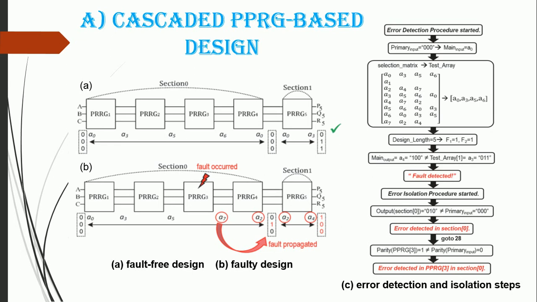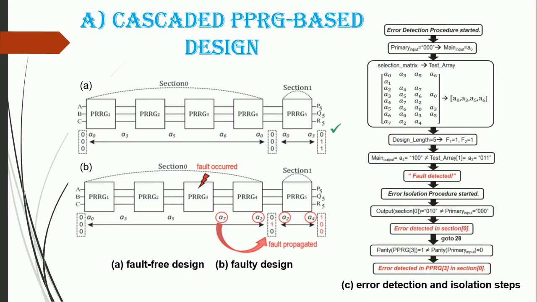And moving on to the next step, we need to define three variables. The design length is equal to 5. Design length is nothing but how many PPRGs we are using, that is 5 here. F1 is equal to design length divided by length of test array. Length of test array is 4, so F1 will be equal to 1, and F2 is also equal to 1 because F2 is defined as design length mod length of test array.